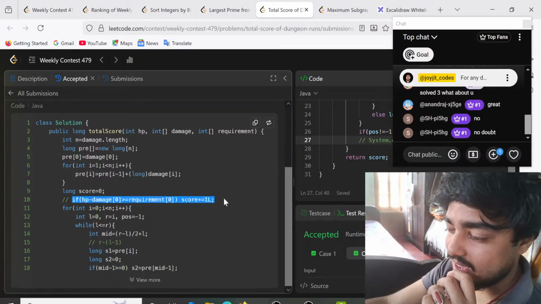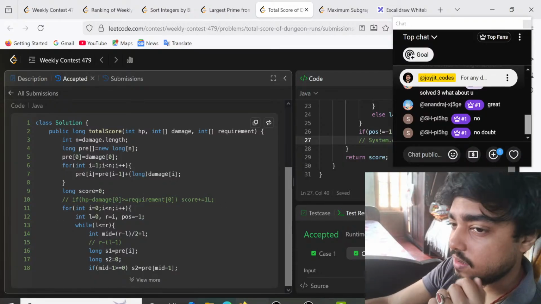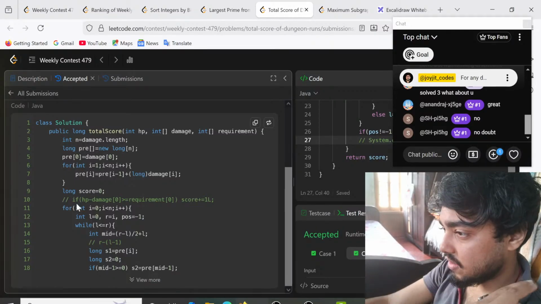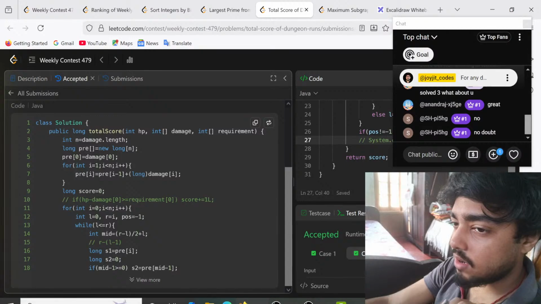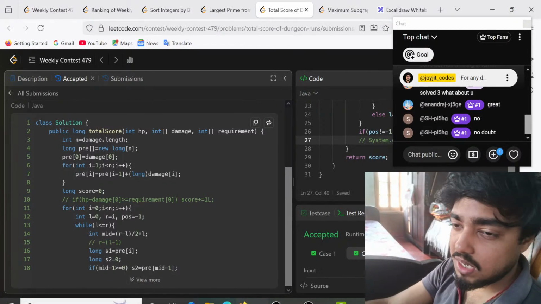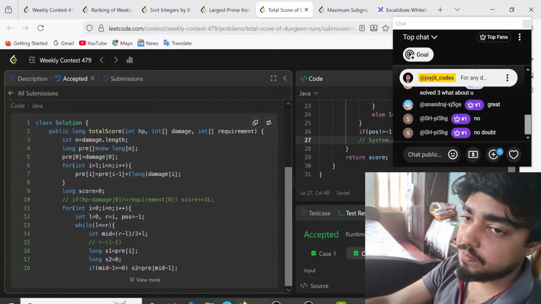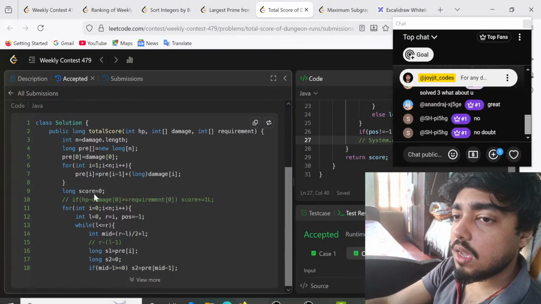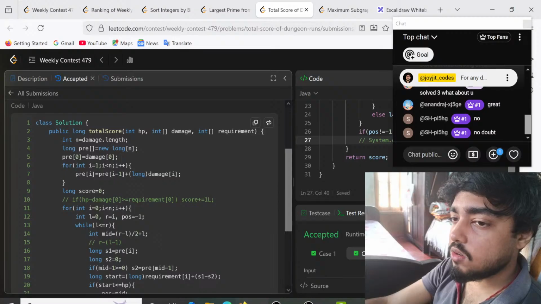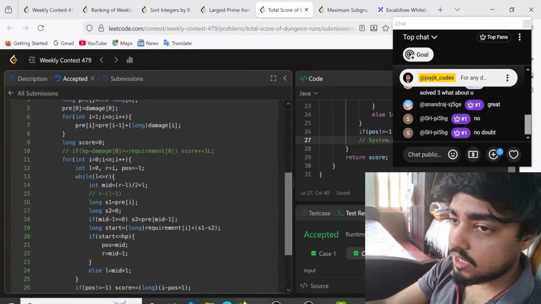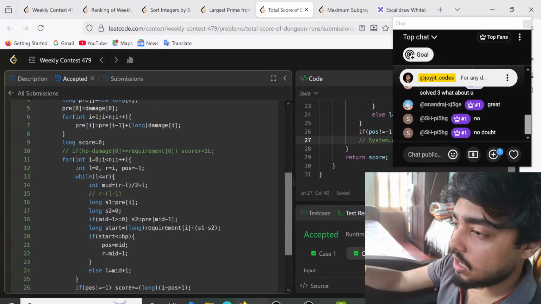This is something that I think was not needed, so I just removed it, because I was starting from i equal to 1, just to consider that I don't need to calculate log n for the first one. It is very simple. I'm making a prefix sum of all the damage values. Nothing else. Then score is initially 0. I'm traversing with L equal to 0, R equal to i, and position equal to -1. That is the farthest position that I can have. -1 means that it is not reachable.